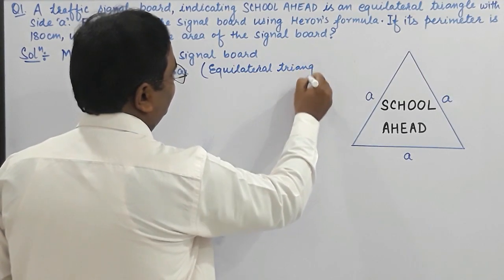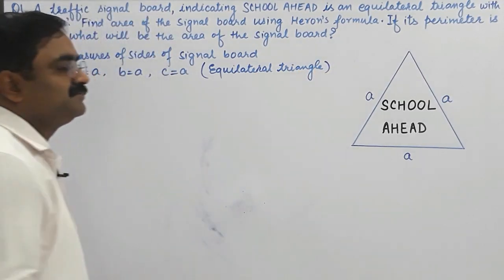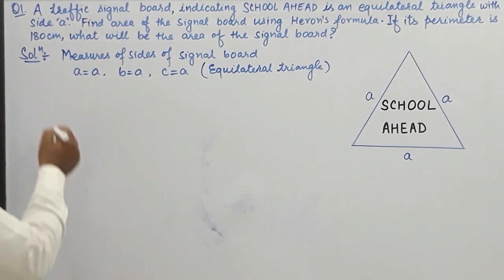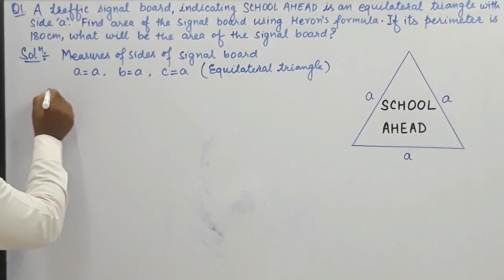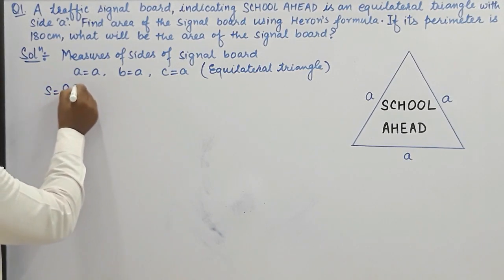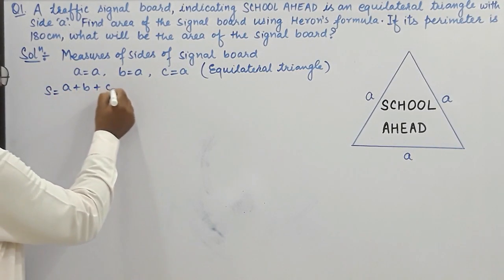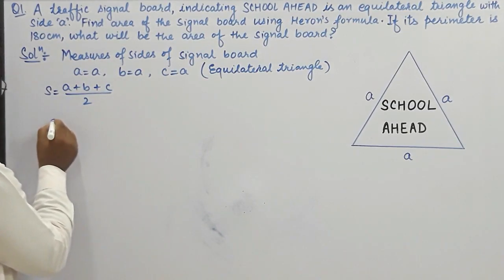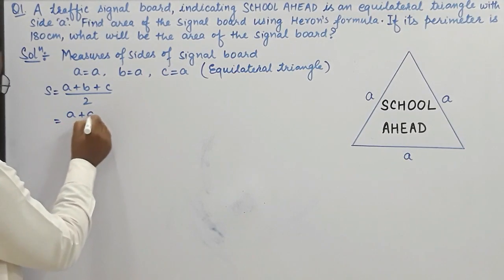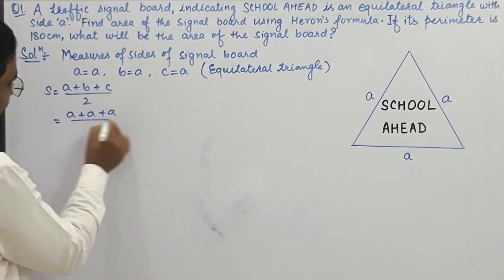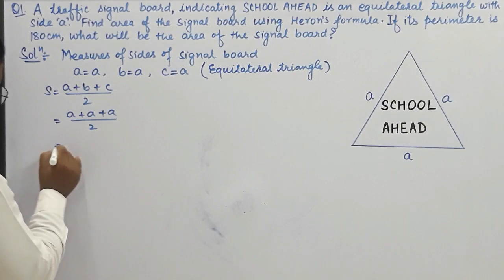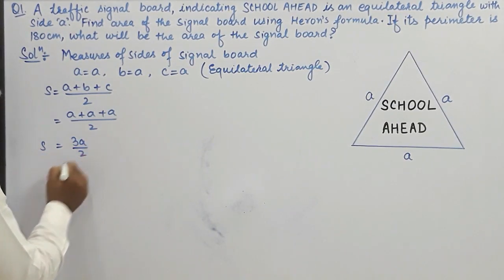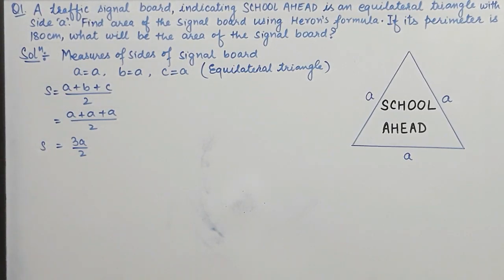You are getting it, right? Chalo. Find the semi-perimeter. As you know that S is equal to (A plus B plus C) upon 2. Means A is A, B is A, C is also A, upon 2. Therefore the value of S you got is 3A upon 2. ये सेमी पेरीमीटर की वैल्यू आ गई बेटा.